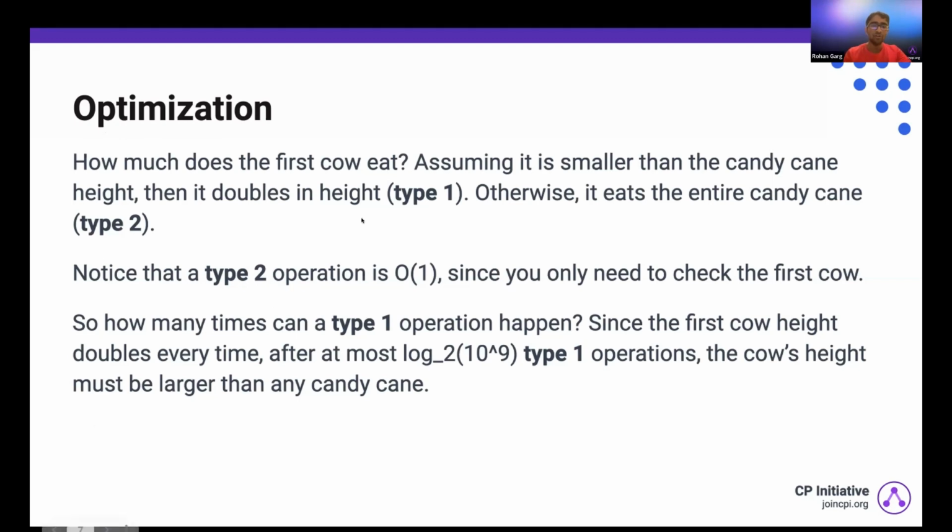So after at most log base 2 of 10 to the power of 9 operations, we can only have type 2. Because after this many type 1 operations, the first cow's height must be at least as much as any other candy cane. So this is the basic idea behind the problem, and I can show you guys my implementation on the next slide. Does anyone have any questions about the solution?